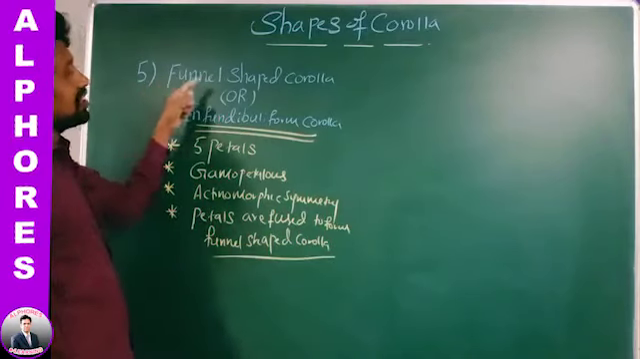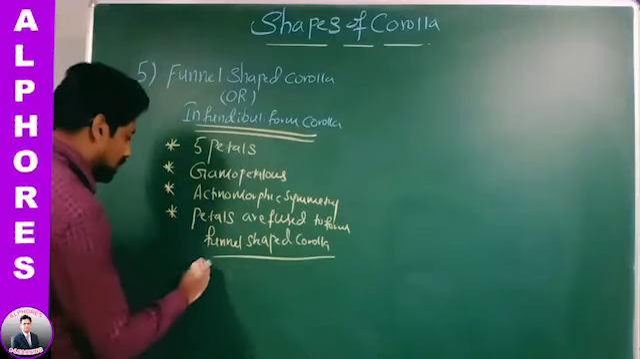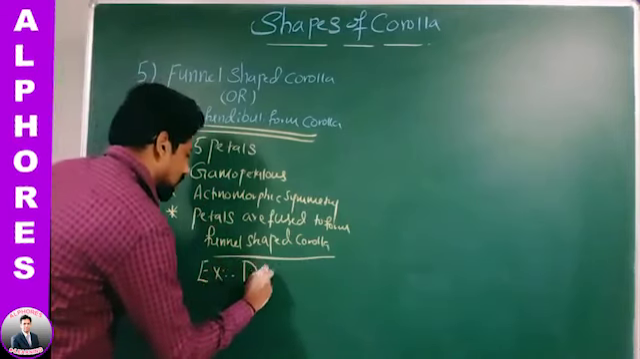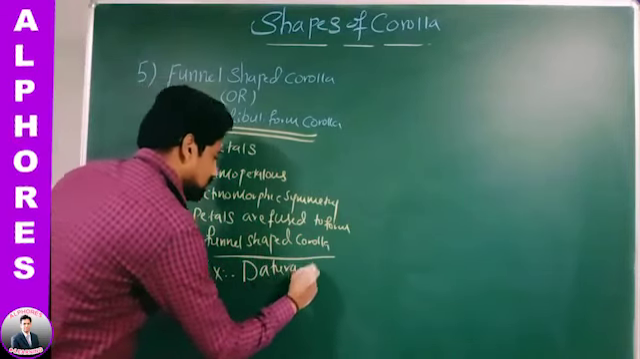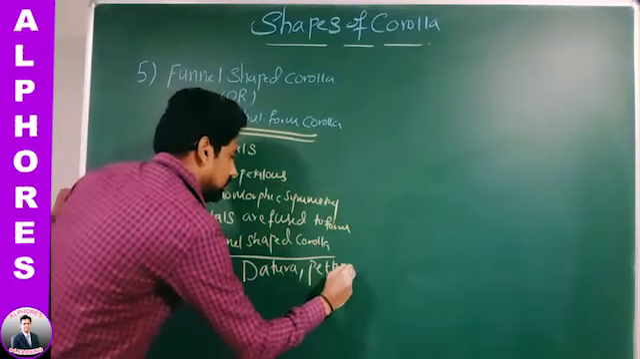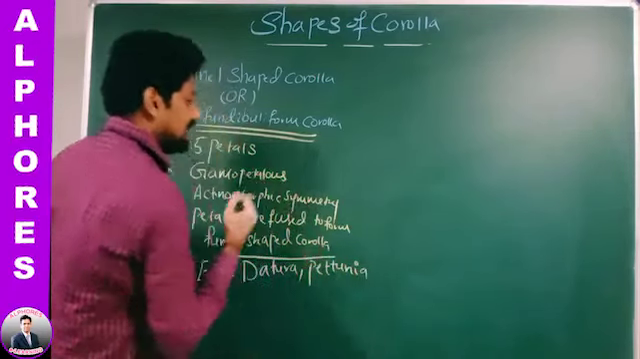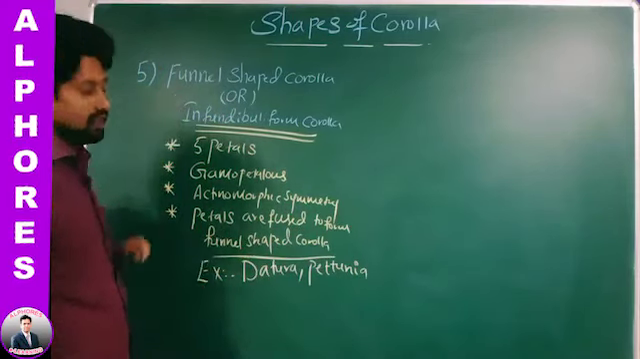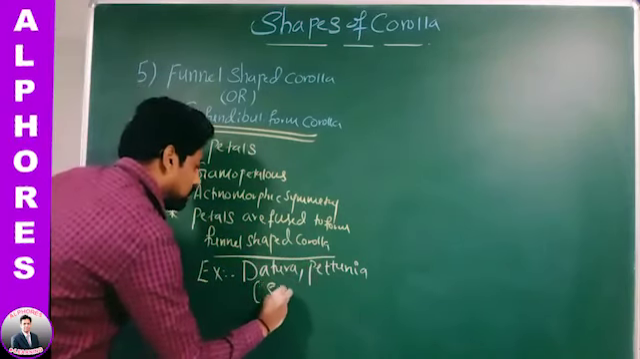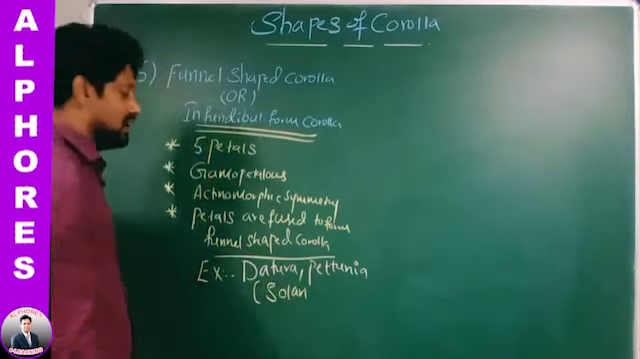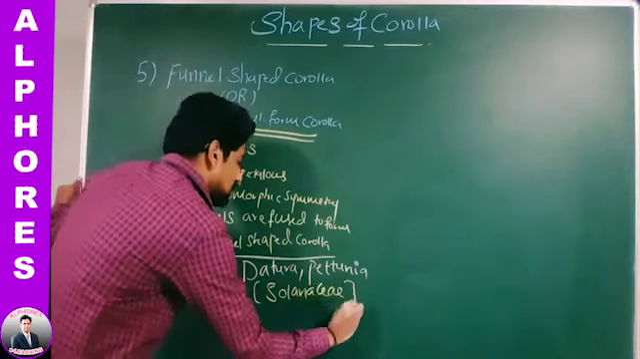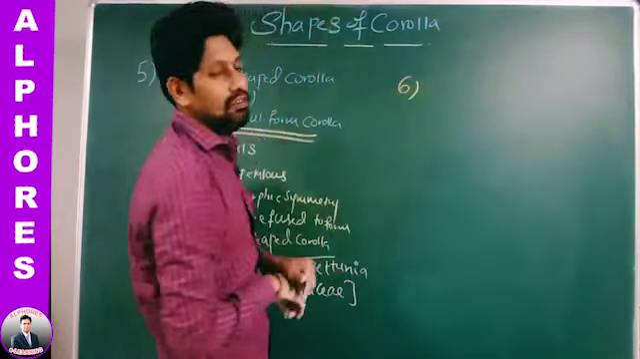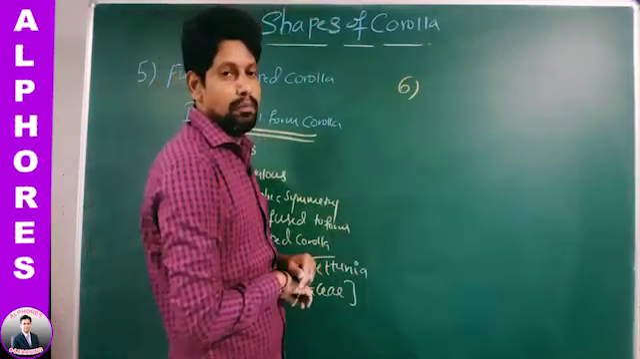For this funnel-shaped or infundibuliform corolla, I am writing examples. First one is datura. Second one is petunia. Therefore, datura and petunia are examples for funnel-shaped corolla. Both come under the Solanaceae family. Okay, next one. We are discussing shapes of corolla. Go for the next shape of corolla.